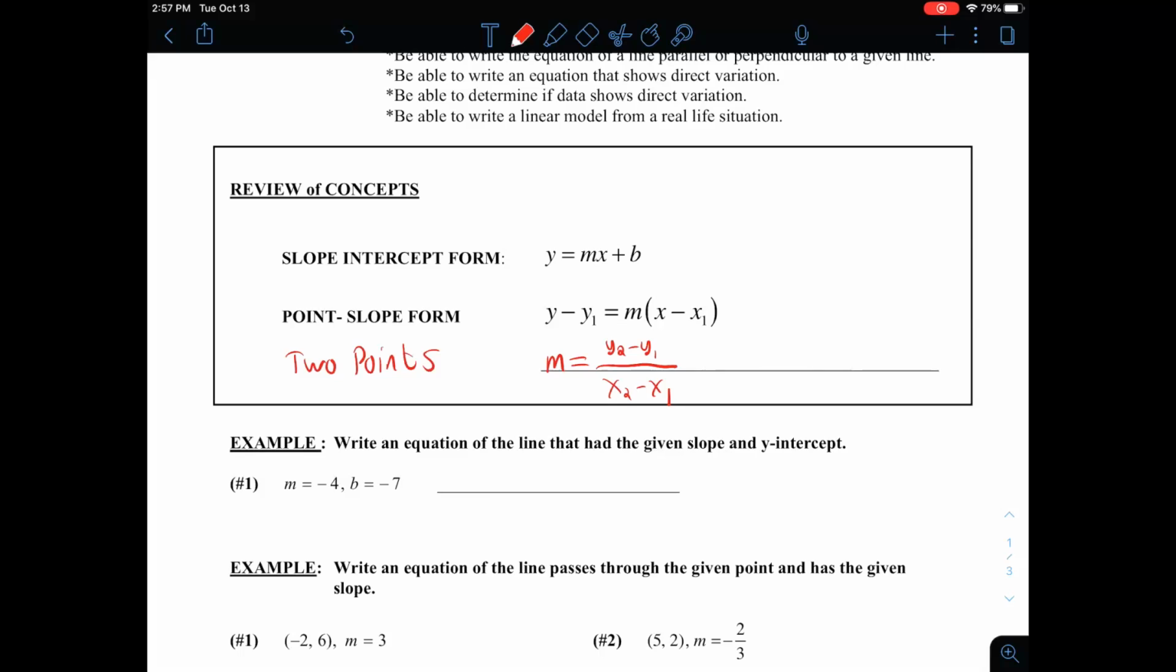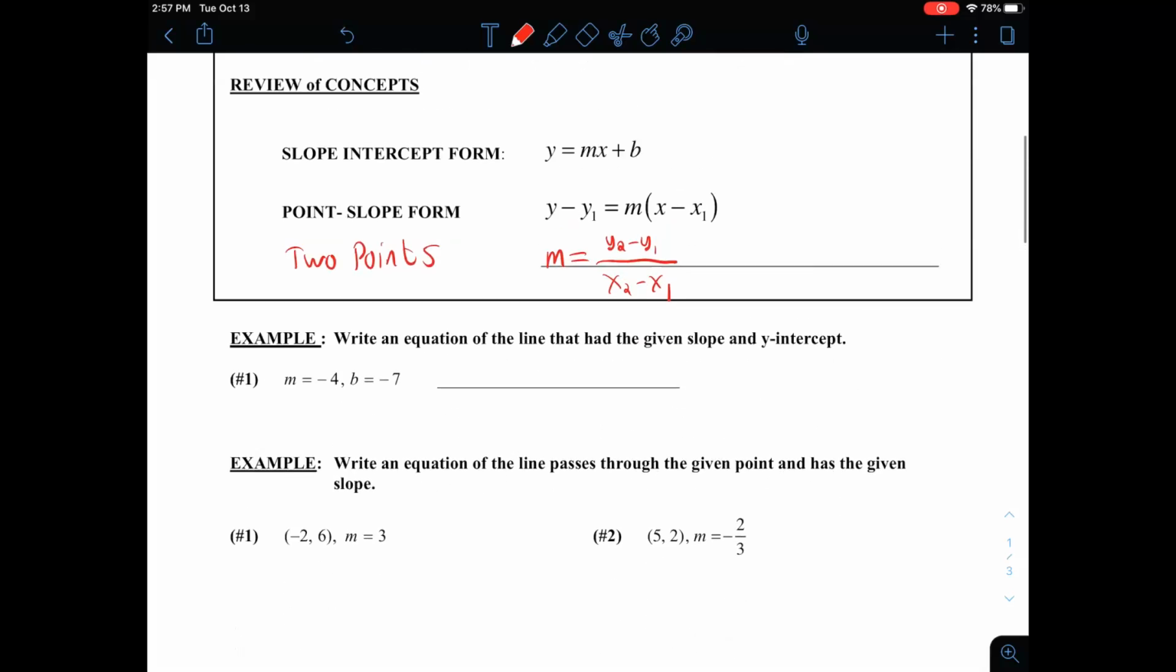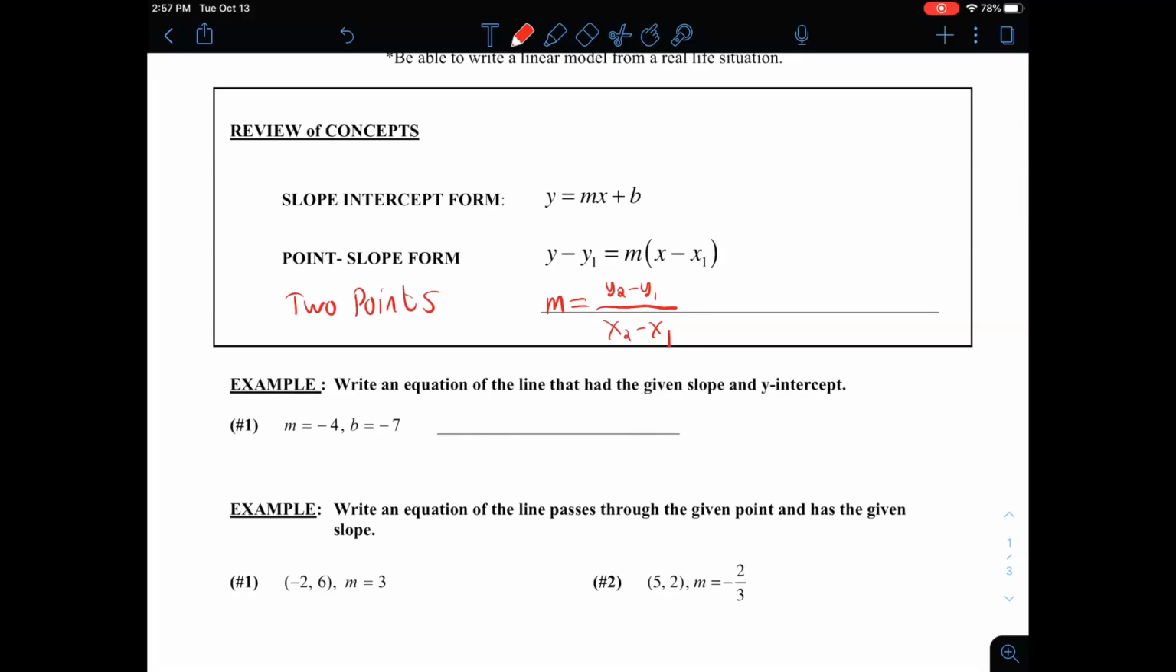All right, example 1 says write the equation of a line that has the given slope and y-intercept. With these problems, you want to use the type of equation for exactly what you have. We have a slope and we have a y-intercept, right? We have an m and we have a b. So what formula do you think we're going to use for this? Probably slope-intercept form, right? We've got an m, we got a b.